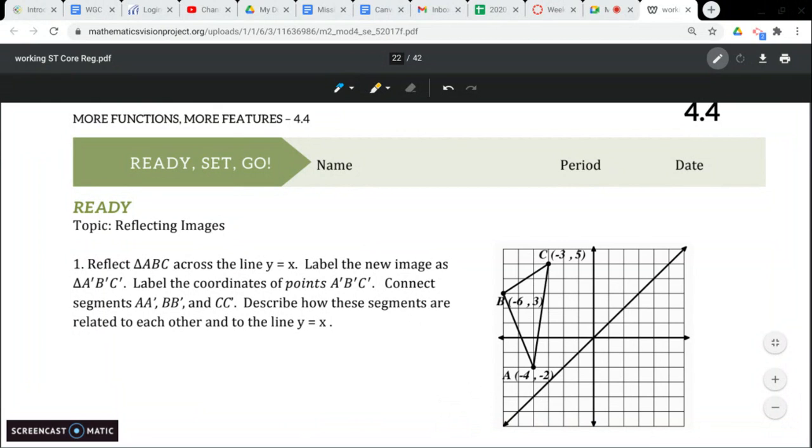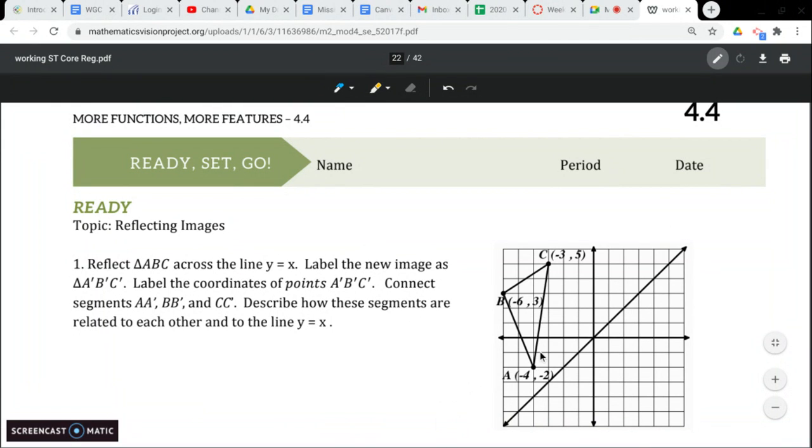We want to reflect triangle ABC across the line y equals x, which is shown. Label the new image as triangle A prime, B prime, C prime. Label the coordinates of points A prime, B prime, C prime. Connect segments A prime, B prime, C prime. Describe how these segments are related to each other and the line y equals x. So the main thing we're going to focus on is the reflection across this line here.